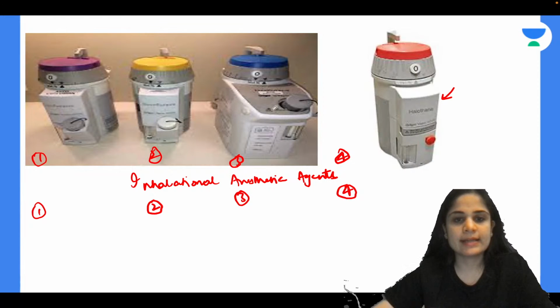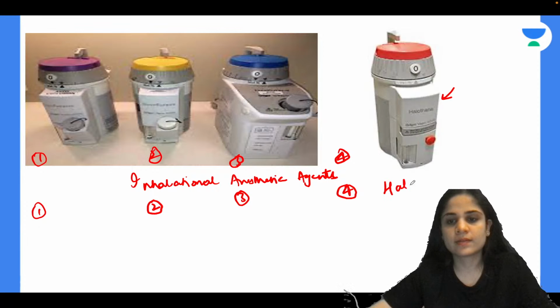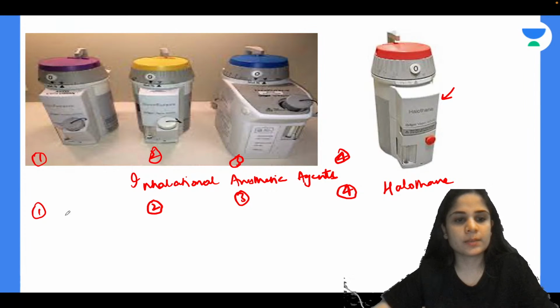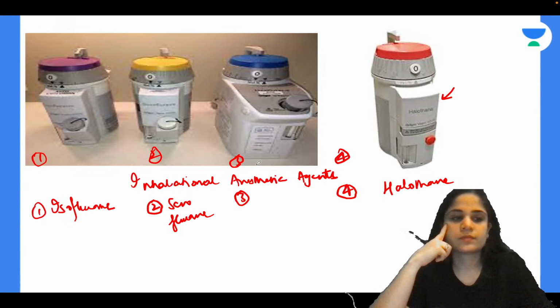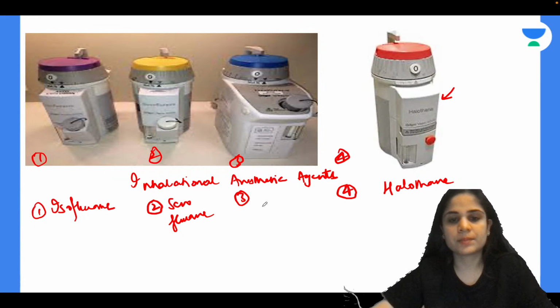Very good. Red is halothane. Excellent. Then first one is isoflurane, the purple one. Very good. Sevoflurane, second one, yellow one, very good. And 3, blue is, what is blue? Very good, Swapnil. So 3 is desflurane. Okay. So these are all my inhalational anesthetic agents.